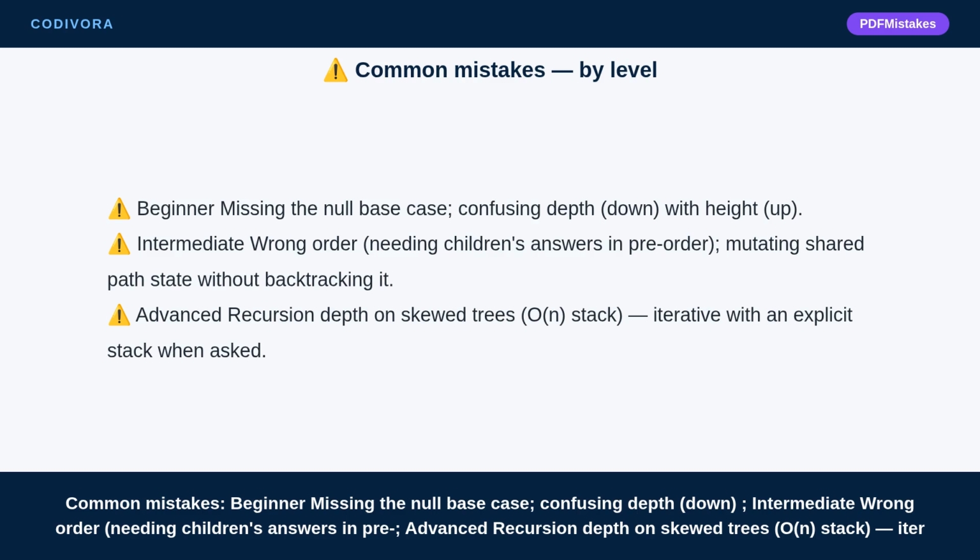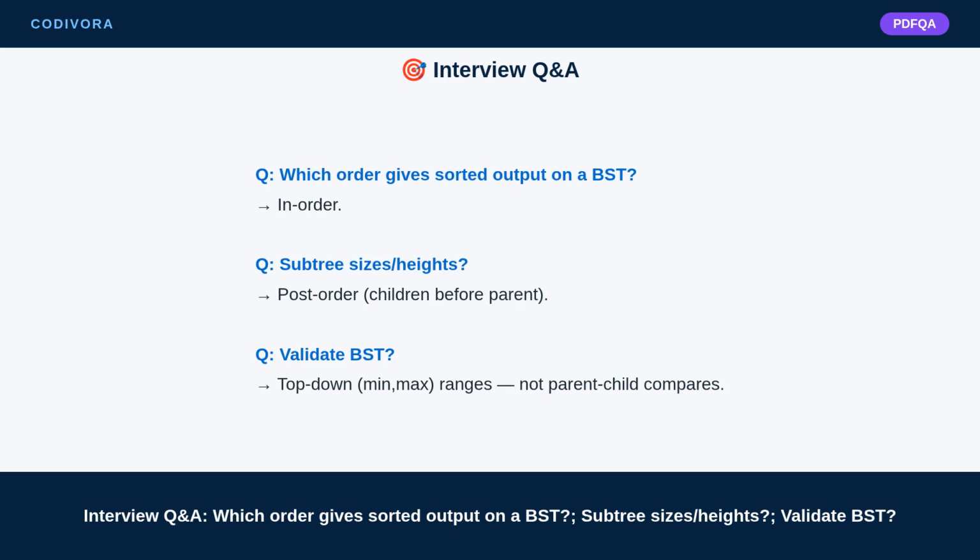Beginner: missing the null base case, confusing depth down with height up. Intermediate: wrong order, needing children's answers in preorder, mutating shared path state without backtracking it. Advanced: recursion depth on skewed trees, O of n stack, iterative with an explicit stack when asked. Interview questions on this, rapid fire.